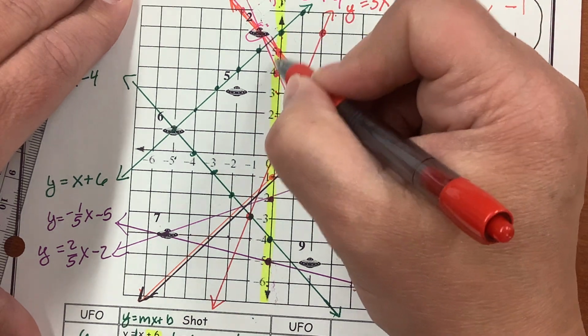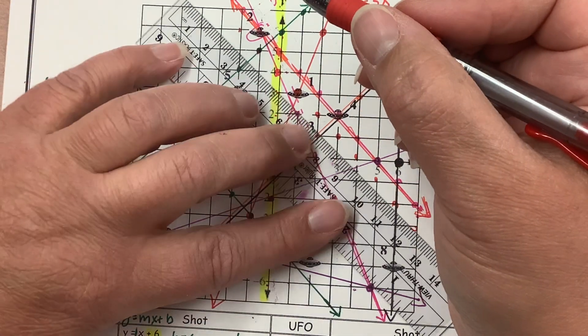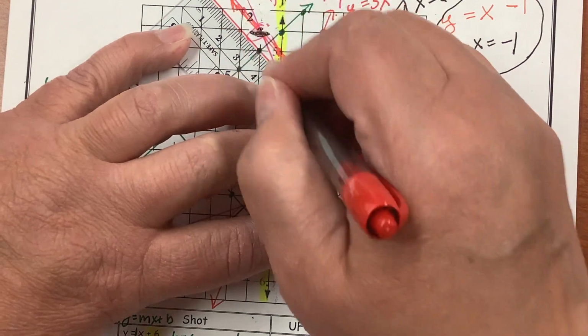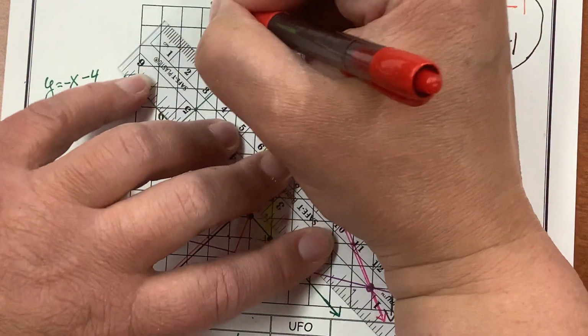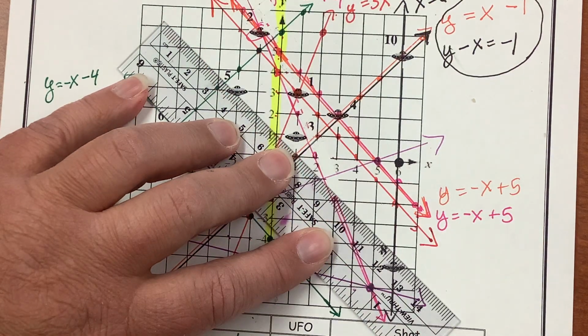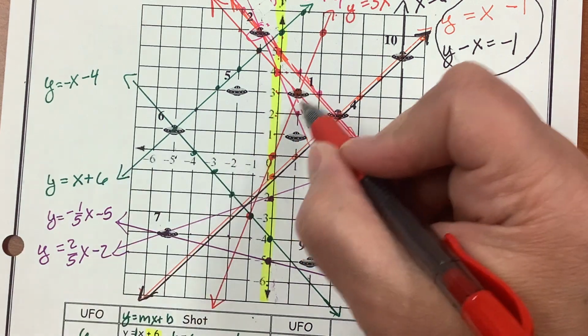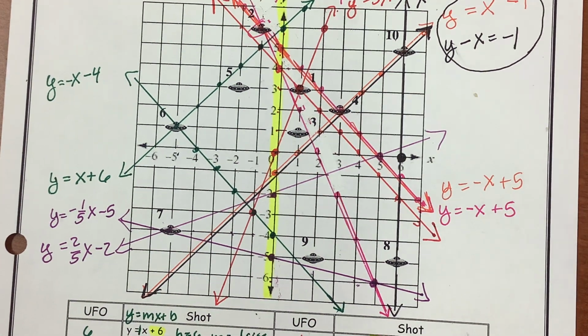Or you could go rise 1, left 1, rise 1, left 1. It's the same thing. Here we go. Oh, look at that. That just worked out very nicely, didn't it? And it's crossing right here. The red lines cross at UFO number 1, and that has the coordinates positive 1, positive 3.